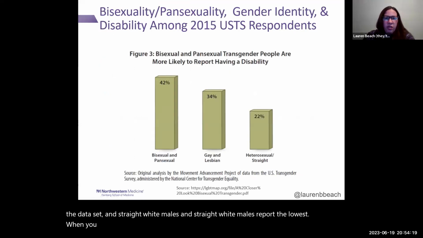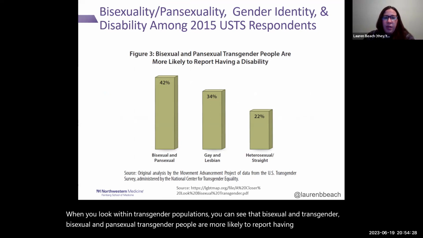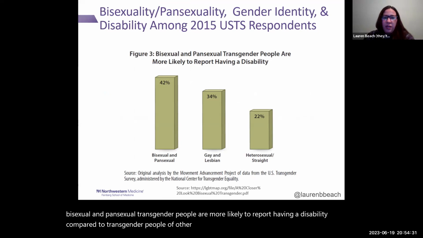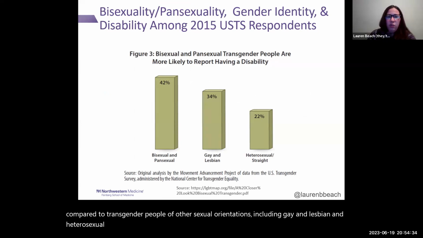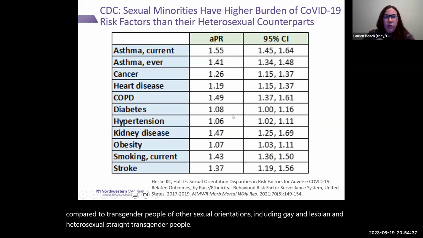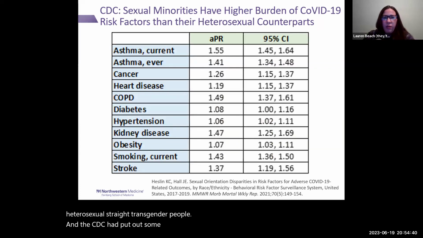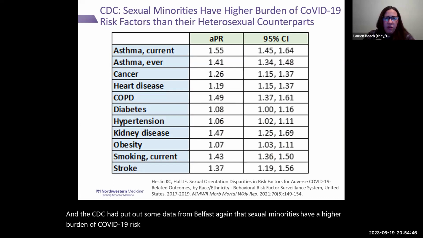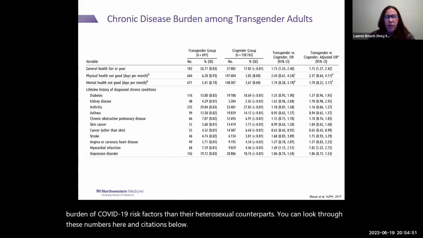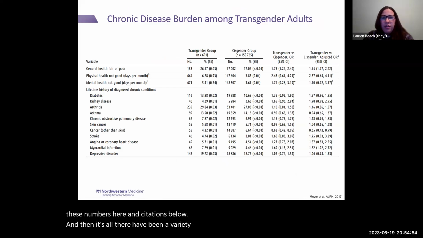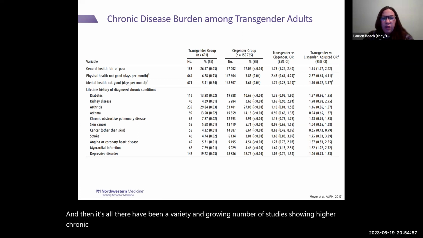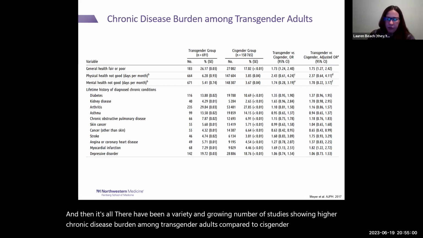When you look within transgender populations, you can see that bisexual and pansexual transgender people are most likely to report having a disability compared to transgender people of other sexual orientations, including gay, lesbian, and heterosexual or straight transgender people. The CDC also put out some data from BRFSS again, showing that sexual minorities have a higher burden of COVID-19 risk factors than their heterosexual counterparts. You can look through these numbers in the citations below. And there has been a growing number of studies showing higher chronic disease burden among transgender adults compared to cisgender adults.